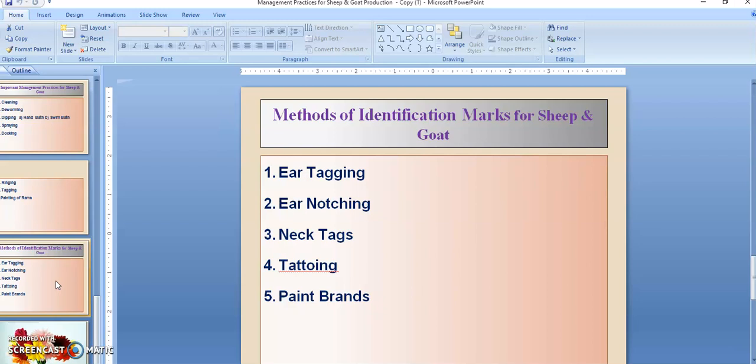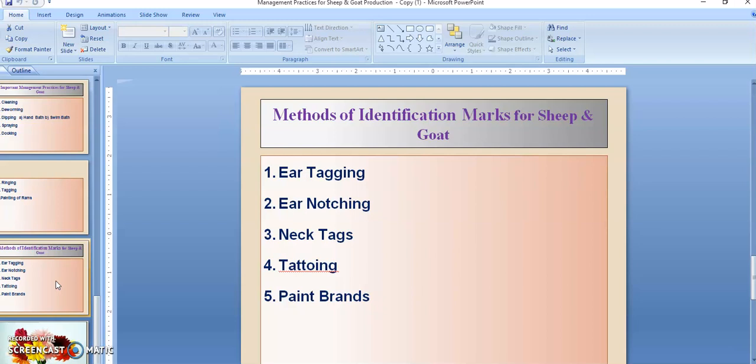Most importantly, self-piercing tags are used. Clean the portion of the ear with spirit where the tag is to be fitted. The self-piercing tag is applied with the help of forceps and locked, keeping the number visible outside on the upper edge of the ear. We have to apply tincture of iodine to prevent infection. So this is one of the methods, the ear tagging method.